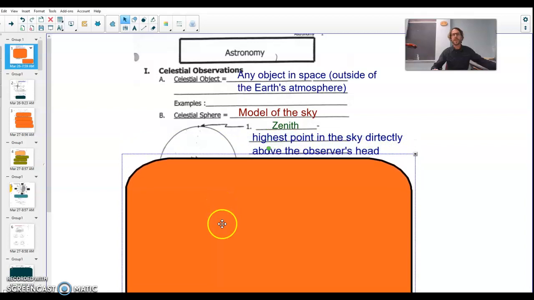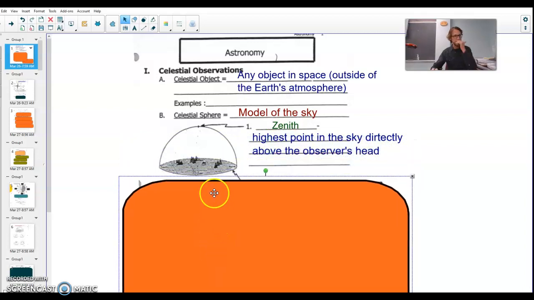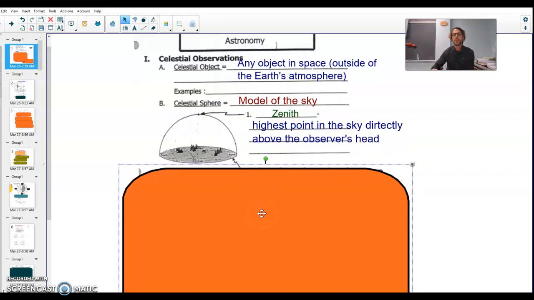A celestial sphere is a model of the sky. You've seen these if you've been in class at all in the latter half of last week. In a celestial sphere, we have 360 degrees of a horizon, then we also have 90 degrees of the sky on all sides. And the zenith is the highest point in the sky directly above the observer's head. The zenith, straight up, 90 degrees from where the observer is. We'll take a look at these in a little more detail in a moment.